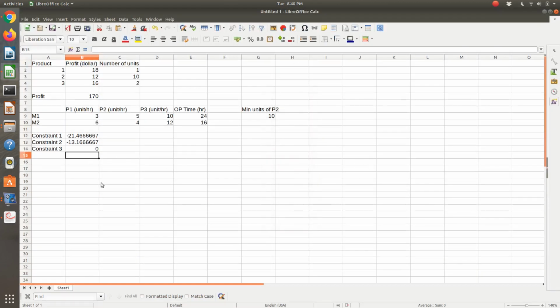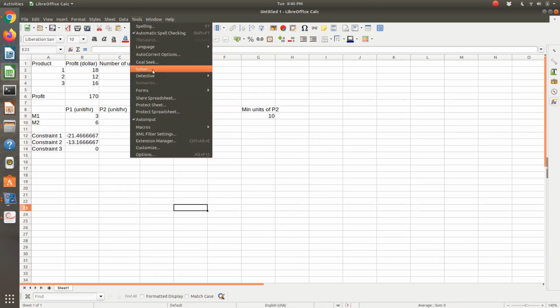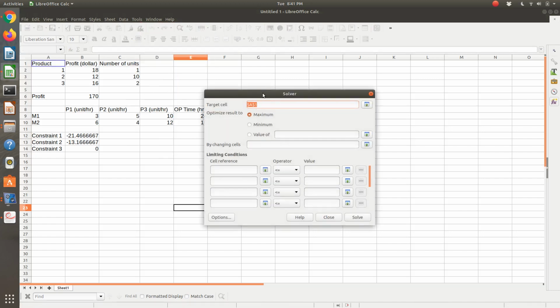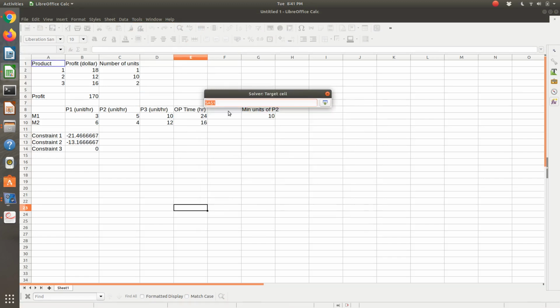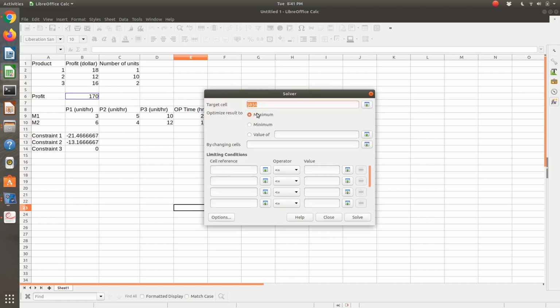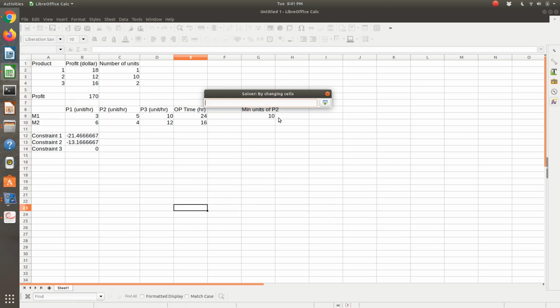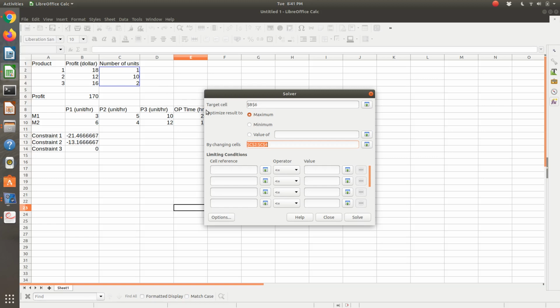So what I'm going to do from here is click Solver. In LibreOffice, it's under Tools, then Solver. My target cell, that's my objective function, for me is B6. That's my total profit. I want to optimize that to a maximum. Then by changing cells, what I'm solving for, my variables are x1, x2, and x3. So I want to change the number of units of all three products until my profit's maximized.